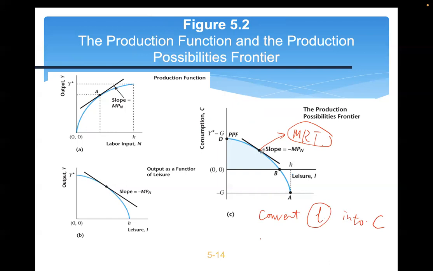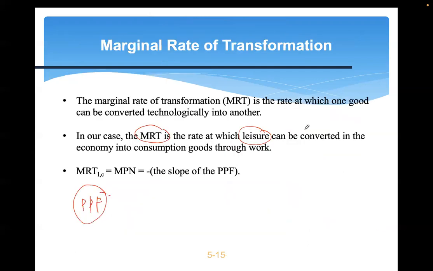Or in other words, just marginally, if you give up one unit of leisure, you go in this direction, or you increase leisure, you go in this direction. If you increase one unit of leisure, how much consumption goods are you going to lose? So this is the marginal rate of transformation. So clearly, the marginal rate of transformation is equal to the marginal productivity of labor, equal to the absolute value of the slope of the PPF.